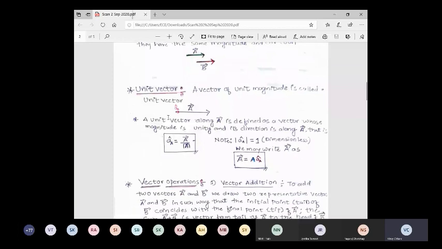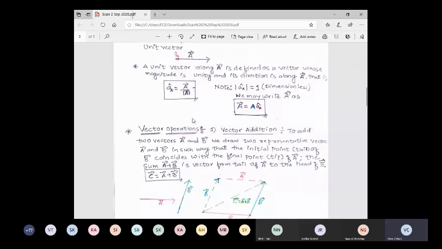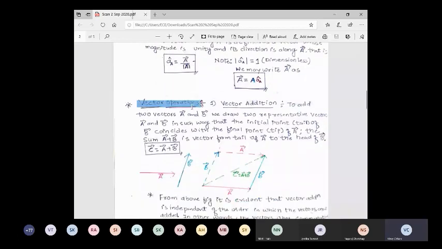Usually this particular point is very important. I mean, many students think that unit vector is something defined in isolation. It is nothing like that. For a given vector, we can define the unit vector. That should be very clear. Is that clear? Okay. So the next part is vector operations.